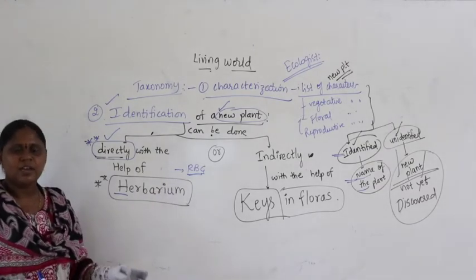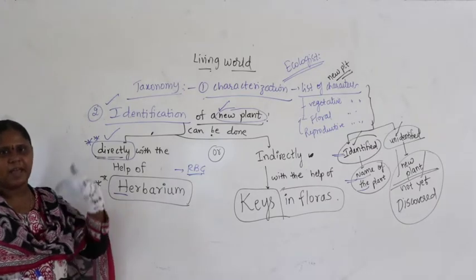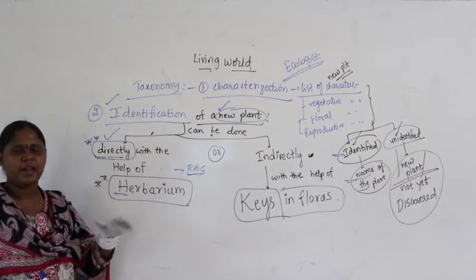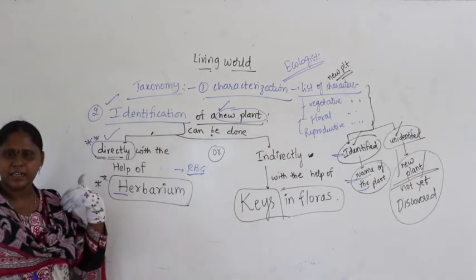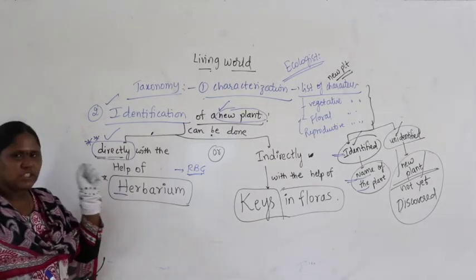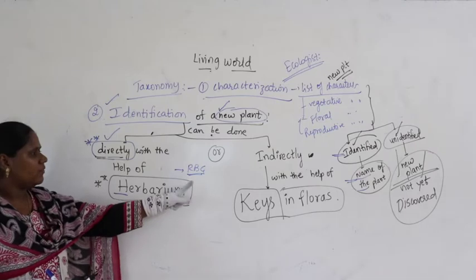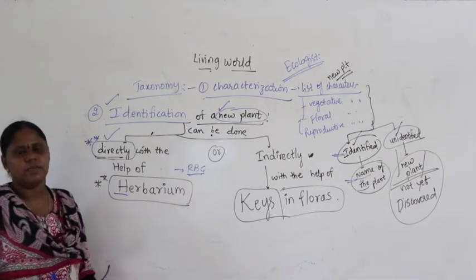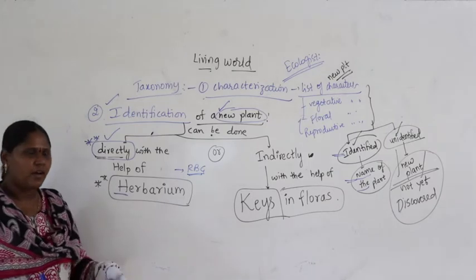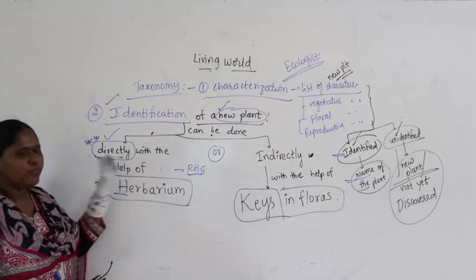There you will get a list of all existing plants, all identified plants across the world. In the total world, what are the plants identified so far, about each and every plant, you will get information from the International Center, which is called RBG. There, how will you identify? Directly with the help of a herbarium.